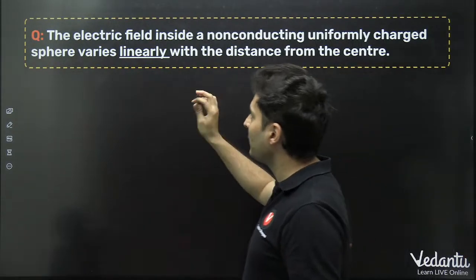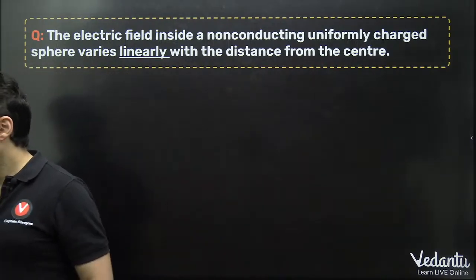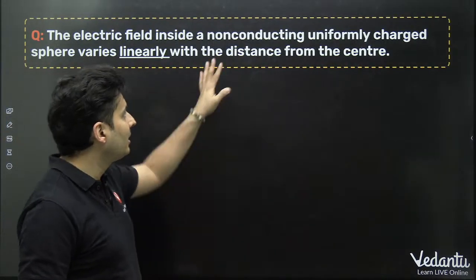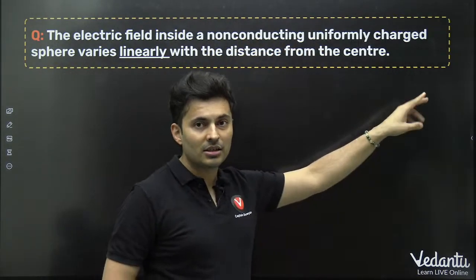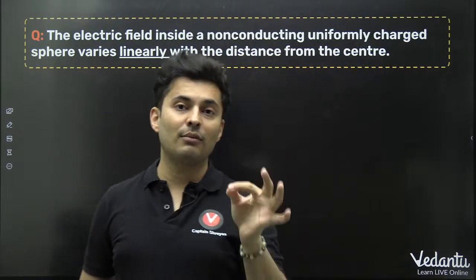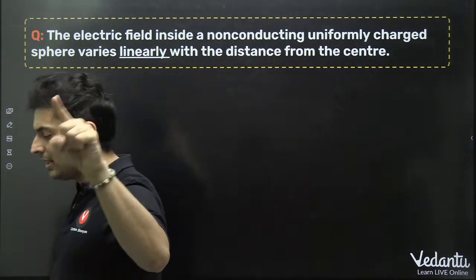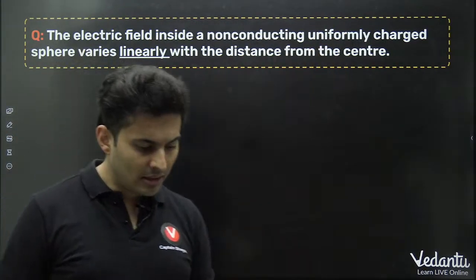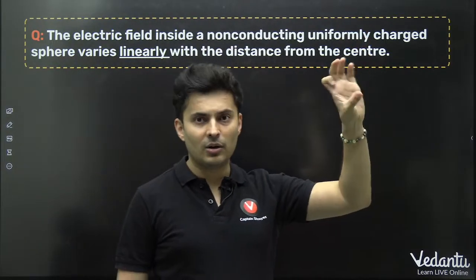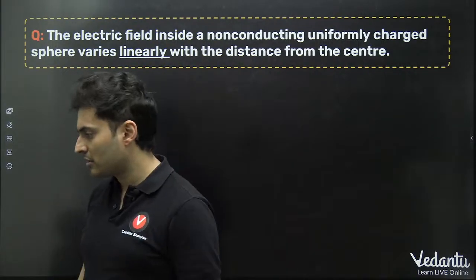No, the answer is not 0. A lot of people think the answer is 0. No, it is not 0. It's not a conductor. Please read it carefully. Non-conductor. Number 1. Number 2, uniformly charged. So even inside there will be field. Okay, it's not that the field will be 0. It will be directly proportional. The formula is kq small r divided by r cube. Kq, okay, small r or x divided by capital R cube. How many of you remember this?